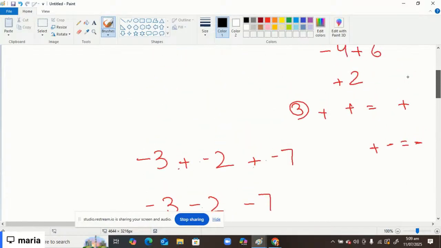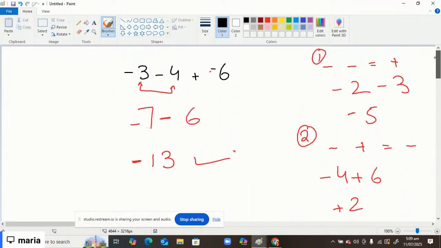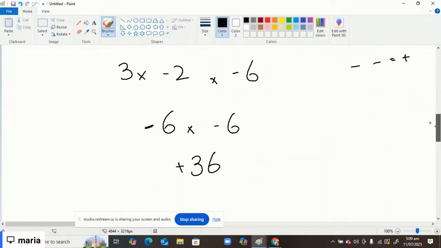Now here are the addition and subtraction questions. Now here is multiplication.